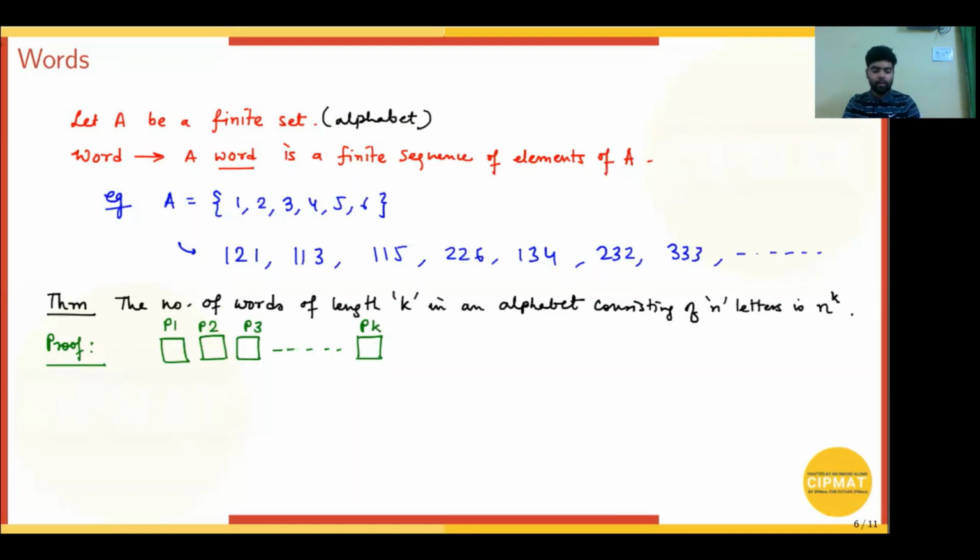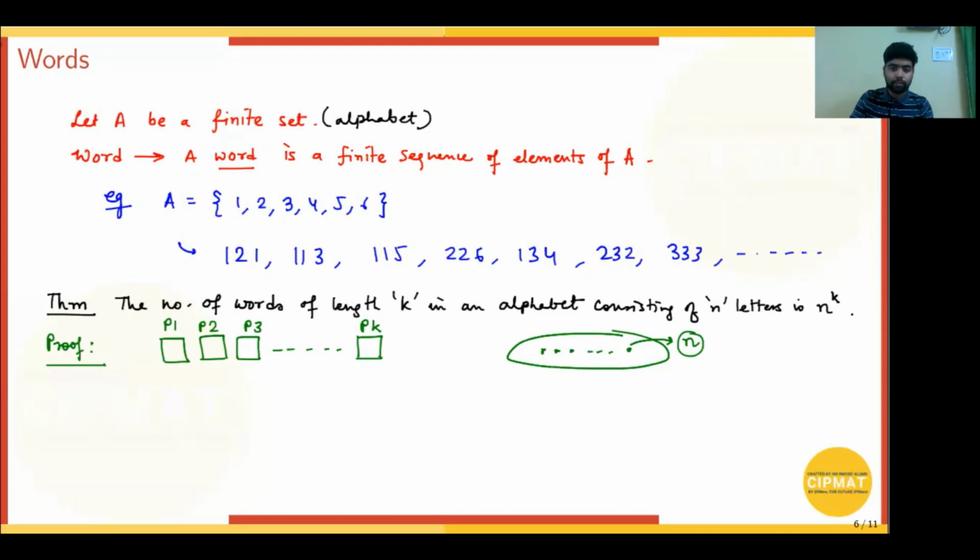Now, how many possibilities? I have to choose letters from the alphabet of length n. I have a pool of letters over here, and there are a total of n letters. So from these n letters, how many ways can I fill these k places?